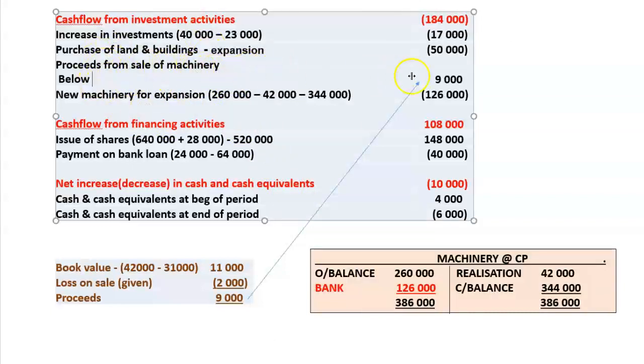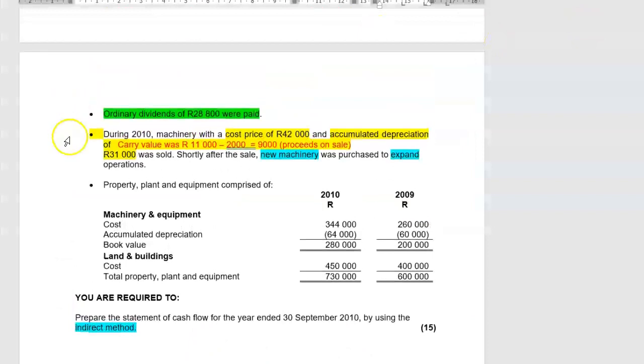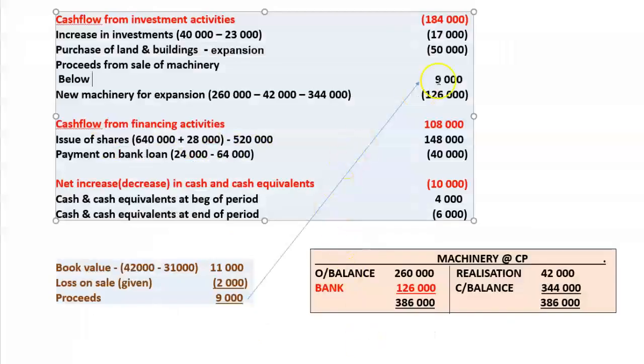Proceeds from the sale of machinery. Now we've worked it out already. It was here where we said that the carrying value of the asset was 11,000. We made a loss of 2,000 on the sale of the asset. Therefore, we must have received 9,000 Rand for that asset. 9,000 Rand. Here we've worked it out once more. Proceeds, cash inflow, we received the money.